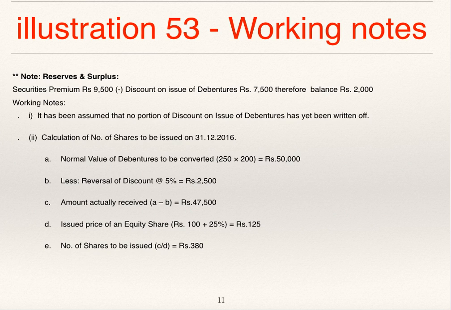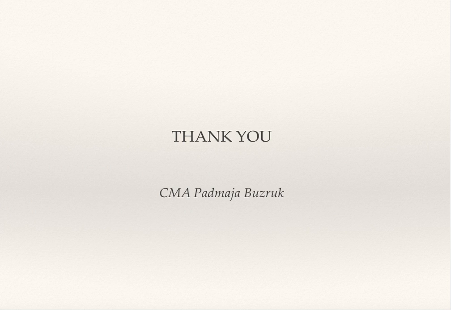You have to be very careful while calculating the number of shares issued. Then and then only your journal entry will be correct. Correct amount will get transferred to capital as well as premium. This amount was actually due to debenture holders, and this is getting converted into equity shares, and equity shares at premium. So this is your issue price and these are number of equity shares. Thank you.